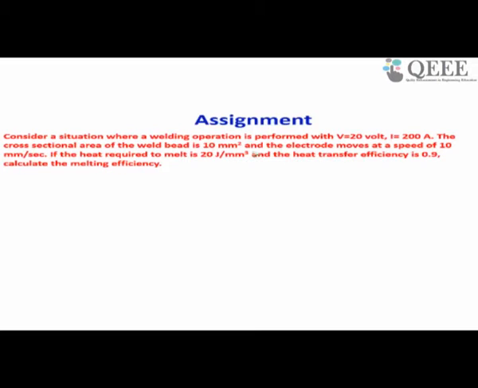So have you solved this problem? The question is: consider a welding operation performed with V equal to 20 volt, I equal to 200 ampere. The cross sectional area of the weld bead is 10 mm square and the electrode moves at a speed of 10 mm per second. If the heat required to melt is 20 joule per mm³ and heat transfer efficiency is 0.9, estimate the melting efficiency. It's a straightforward question. Kindly do it and tell me the answer.